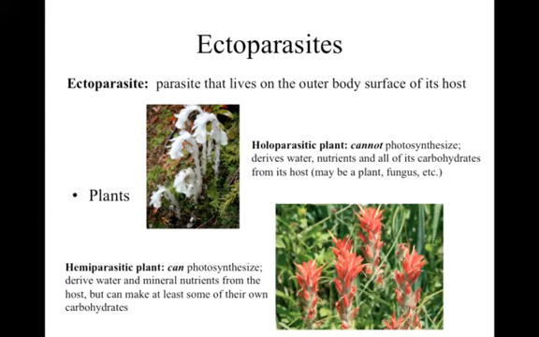We can also have hemiparasitic plants. These are plants that can photosynthesize, but they still can't do everything for themselves. So they need to get water and minerals from their host, but they can make at least some of their own carbohydrates because they have some chlorophyll. So again, hemiparasitic plants are going to look a little green, but they can't get everything they need from abiotic sources, and so they pull them from biotic sources. They pull them from the host plant or fungus that they live on.